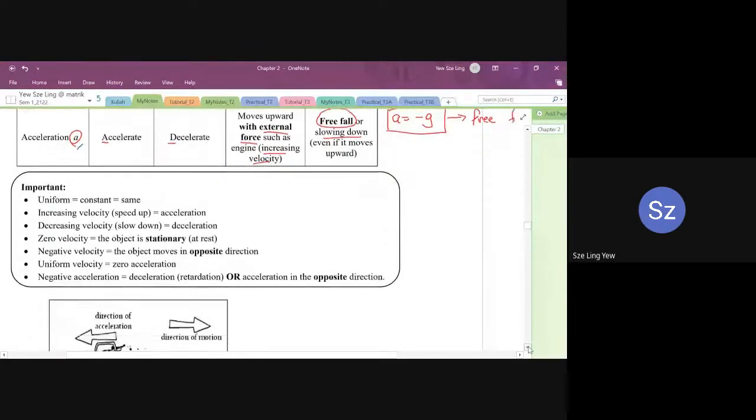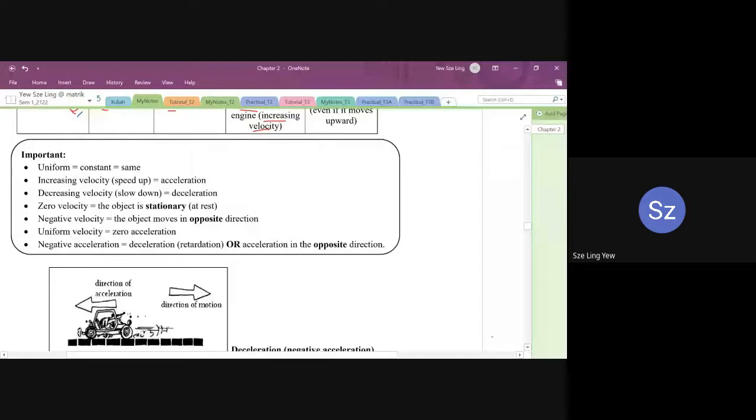So next one is the keywords. I have taken out some keywords that you will see very often in the questions. When you look at all these things, you have to understand the hidden meaning. So what does it mean by hidden meaning?